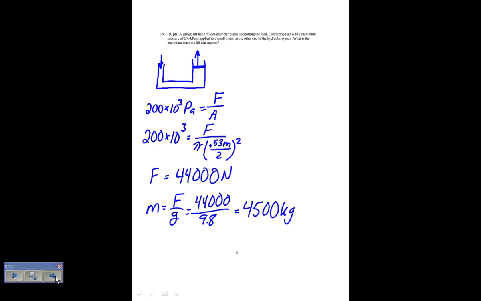This is very similar. I think it was actually identical to a homework problem. 4,500 kilograms. This problem was worth 15 points. 10 points. This was worth 8, and this part was worth 2 points.